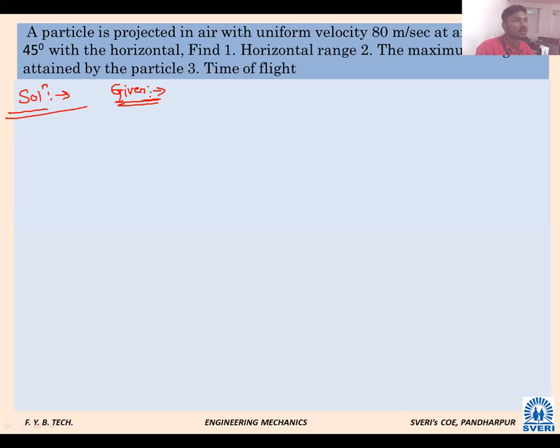Uniform velocity. What is that velocity? What notation are we going to give? What do we call it? Do you understand? What notation have we given to the angle with the horizontal? Theta, and how much is it? 45. Okay, here I will write what it is necessary to find.